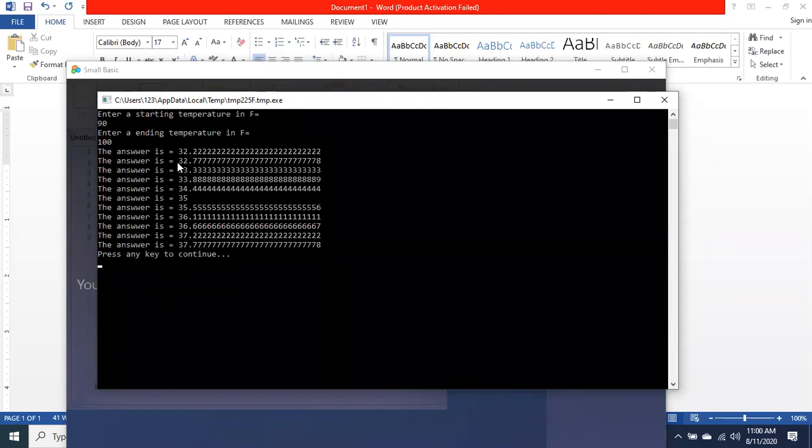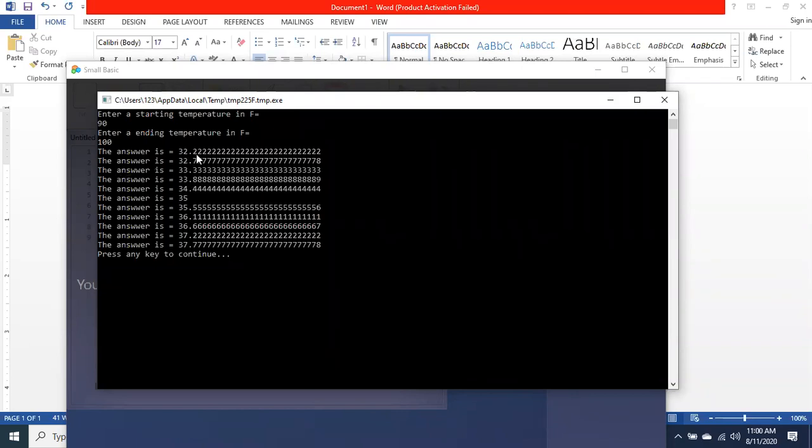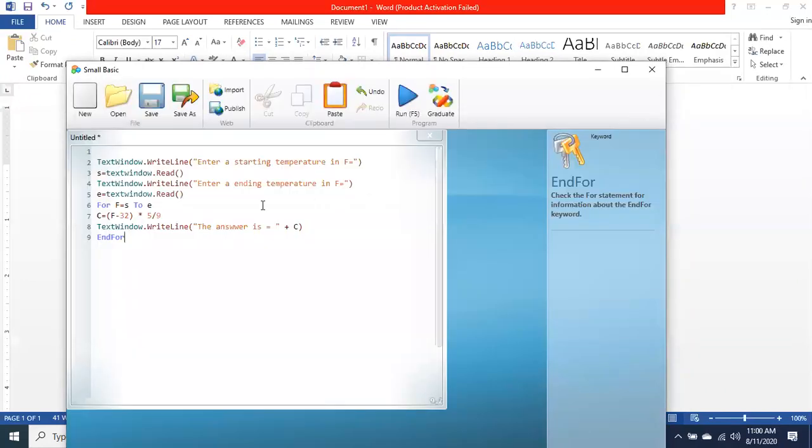Now we are unable to find out that the 32.22 is for 90, the 32.77 is for 91, the 33.33 is for 92. So we should write over here, while printing, we should print the value of F as well. How can we print the value of F?